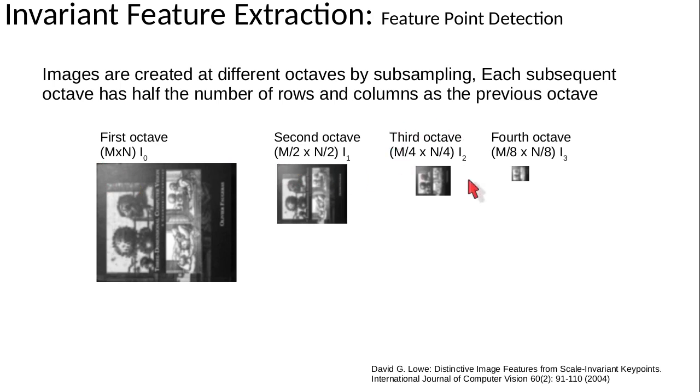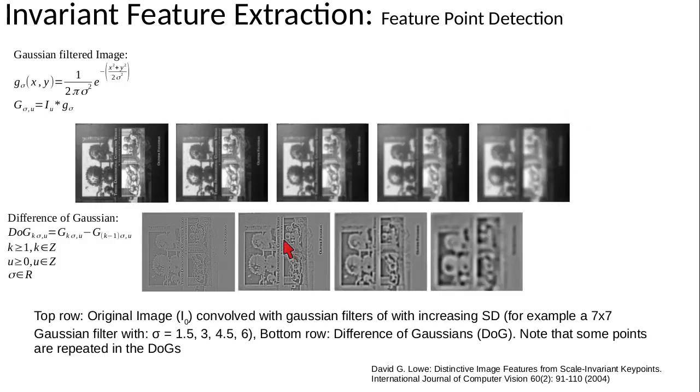Similarly, the third octave will be an image that has been created from the second octave. The third octave will have a size of m by 4 rows and n by 4 columns, and it is referred to as I2. And the fourth octave is an image which is created from the third octave. The size of the image is m by 8 rows and n by 8 columns, and the index of the image is I3. The difference of Gaussians are now computed from the different octaves in the following manner.